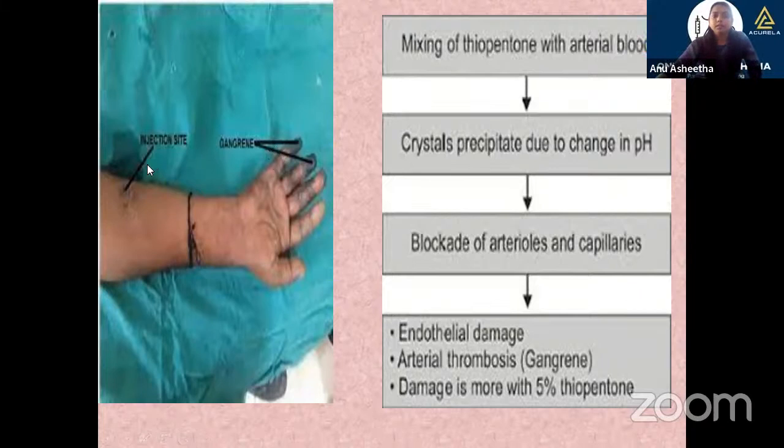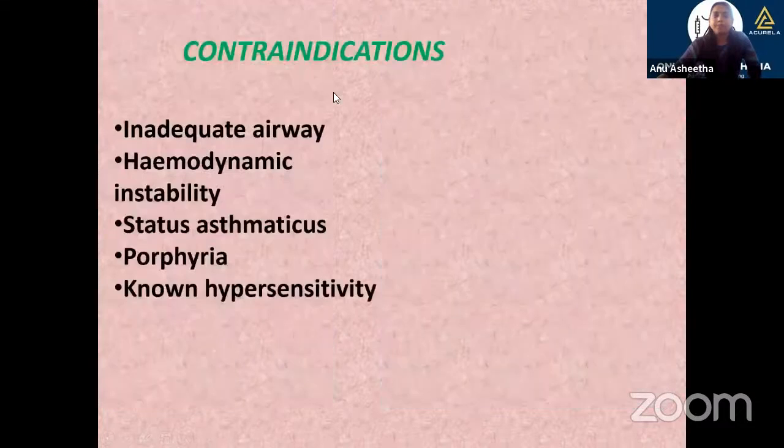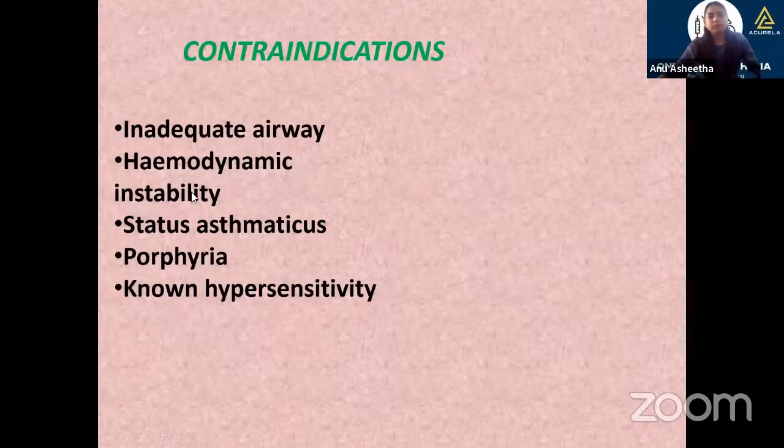Okay. So this is the result of the intraarterial thiopentone injection, which causes gangrene due to the formation of thrombosis of the arterioles and the minimal capillaries. So contraindications as such are inadequate airway and hemodynamic instability. In hemodynamically unstable patients, you can use it in sleep doses. It is not absolutely contraindicated. Sleep doses can be used. When catecholamines are completely depleted, you can use this as a mode of induction.